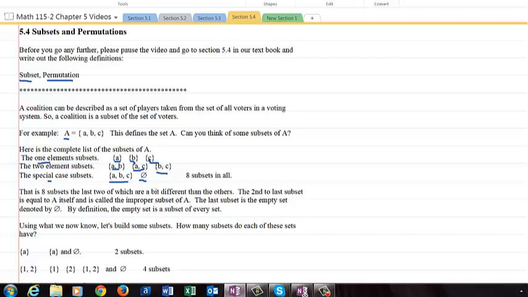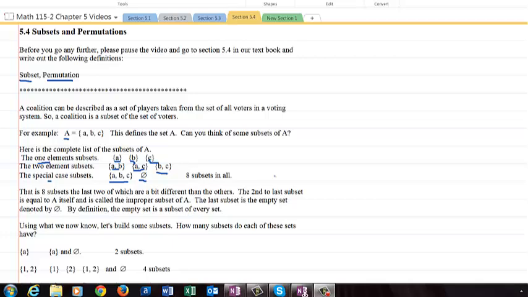The second to last subset is equal to A itself, and is called the improper subset of A. The last subset is the empty set, denoted by the empty set symbol. By definition, the empty set is a subset of every set. Using what we now know, let's build some subsets.